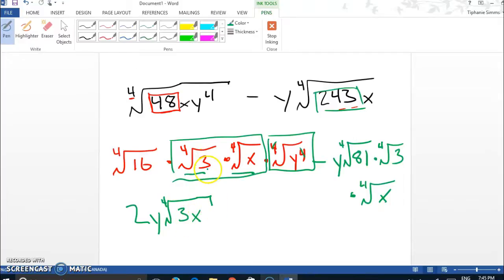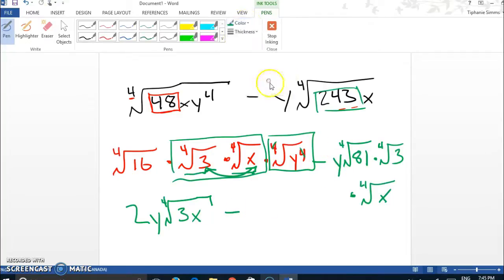I have 3 times x. Again, when you have numbers underneath a square root sign or a cube root sign or a fourth root sign or whatever, you can multiply them and keep it underneath the root sign. I'm not doing the root or anything like that, but I can just multiply them out. So I got 2y times the fourth root of 3x. I'm going to copy my minus sign over from here.